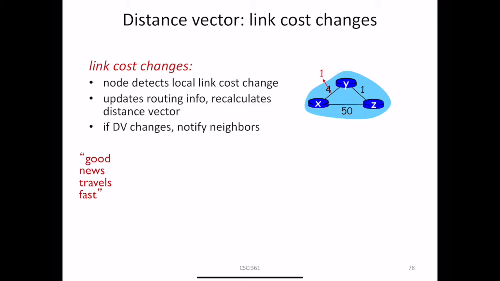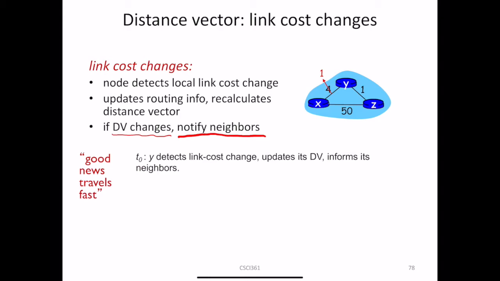Then let's see the link cost changes. So the node detects local link cost change. Then it will update its routing information and do a recalculation for the distance vector. If the distance vector gets changed, it will notify its neighbors. So for this case, the link cost xy will change from 4 to 1. Then let's see how it works.